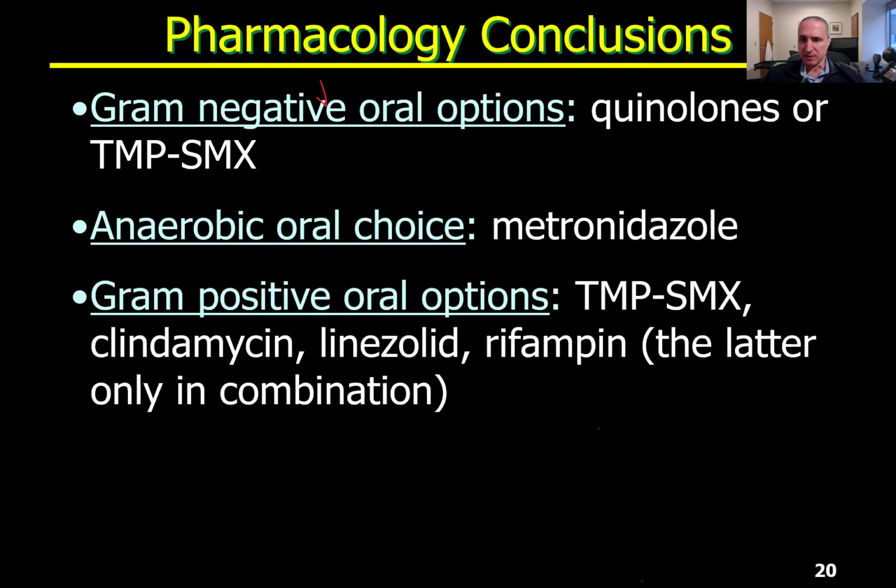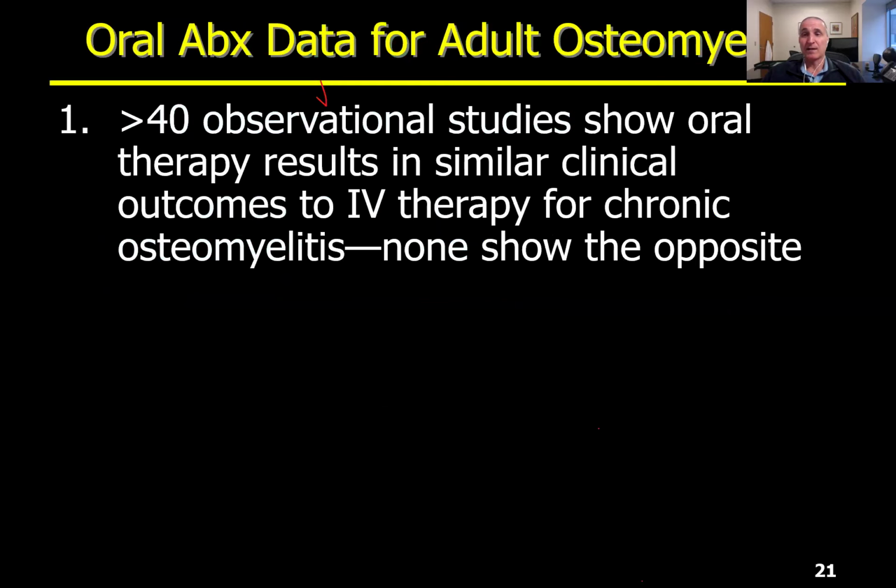So just pharmacologically, we can hypothesize that it should be possible to treat infections in bone orally because we can get antibiotics into bone at concentrations above the target MICs of relevant pathogens. Are there clinical data that validate this hypothesis? Yeah, there are a lot. There are now more than 40 published observational studies showing that oral therapy results in clinical outcomes at least as good as IV therapy for chronic osteomyelitis. And very importantly, after more than 15 years of searching this literature, I've never found a single observational study that showed the contrary, that showed that IV resulted in better outcomes.